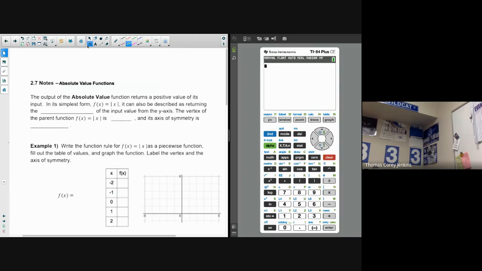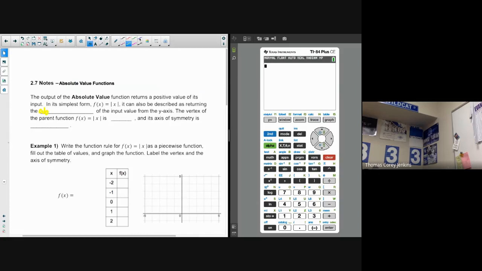It says the output of the absolute value function returns a positive value of its input. In its simplest form, f of x equals the absolute value of x. Remember, the absolute value is the distance from 0 on the number line, so it's always positive. It can also be described as returning the blank of the input value from the y-axis. So that would be absolute value.